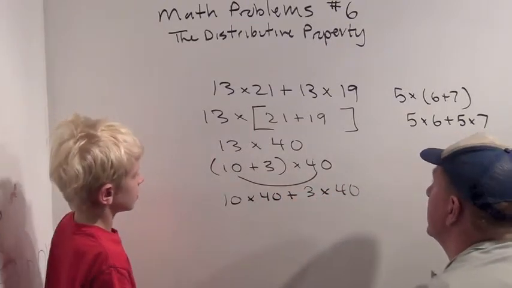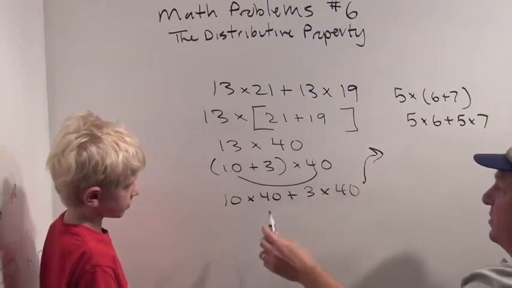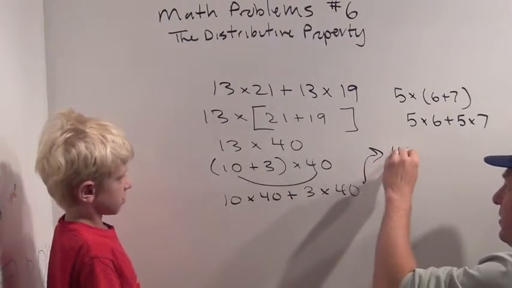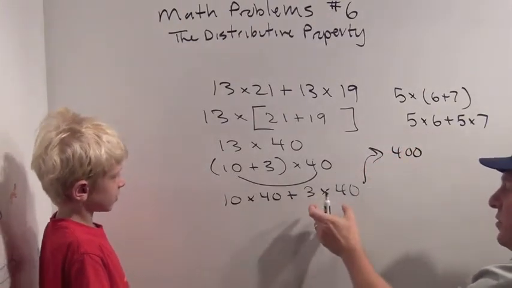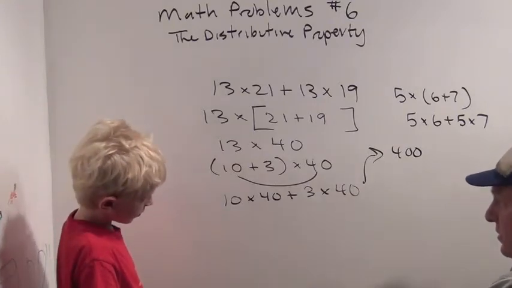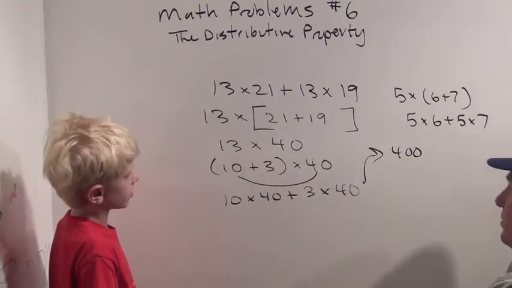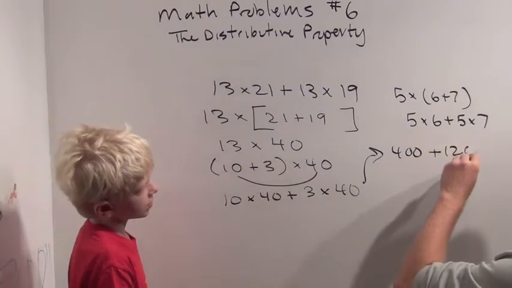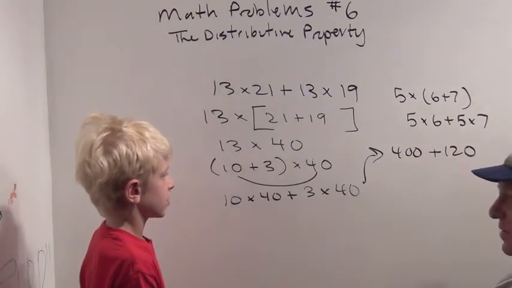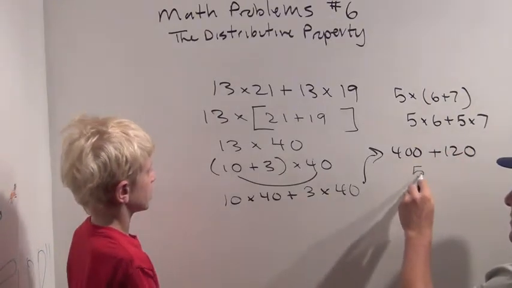Okay, 10 times 40 is? 400. I'm not sure if I'm off the screen, so I'm going to write over here. That's 400. And what's 3 times 40? 120. Plus 120. And what's 400 plus 120? It's 520. There you go.